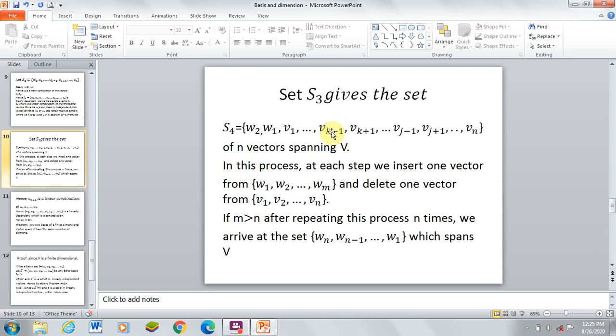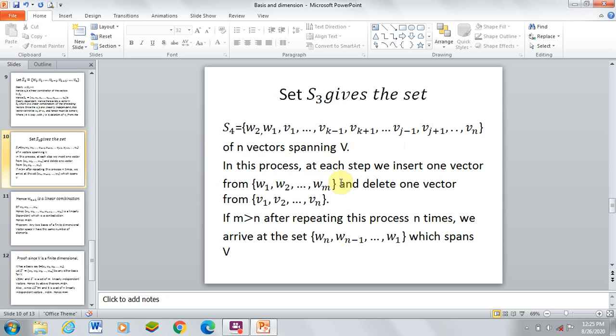So S3 gives the set S4 equal to W2, W1, V1, Vk minus 1, Vk plus 1, deleting the vector Vj. So, Vj minus 1, Vj plus 1, and so on. Vj is a linear combination of the preceding vectors, so that term is deleted. This is a set of n vectors spanning V.